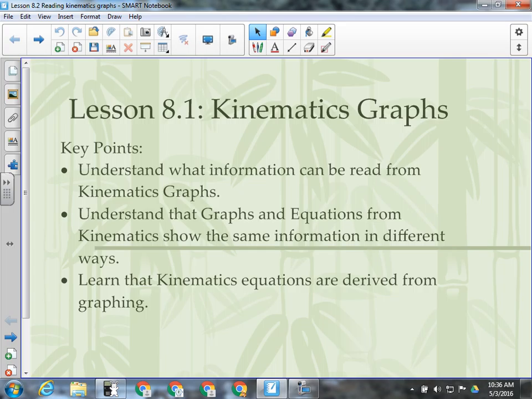Understand that graphs and equations from kinematics show the same information in different ways. So basically, how can we calculate stuff from the graphs that we might make in this course, and how do those relate to the formulas on our formula sheet? And the last thing: learn that kinematics equations are actually derived from graphs. You're going to see that several of the equations on your formula sheet are actually slope calculations from a certain type of graph. Okay? All right.